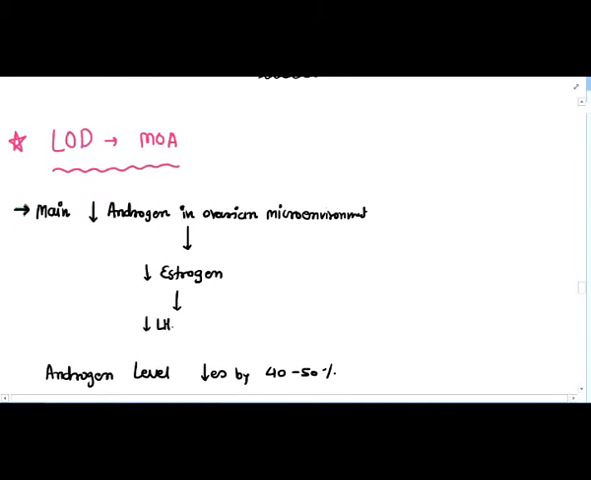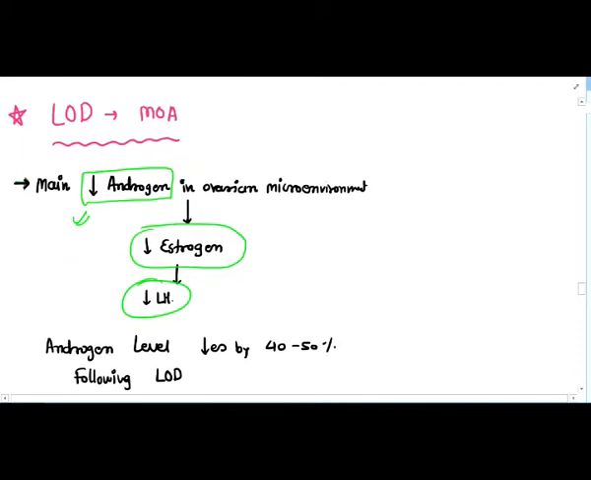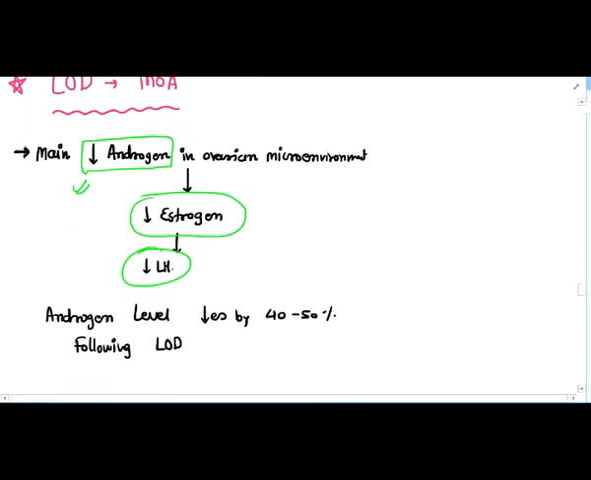Now what is the mechanism of LOD? By drilling the ovary, fluids containing androgens are released. So in the ovarian microenvironment, androgen will decrease, followed by a decrease in estrogen, followed by a decrease in LH and an increase in FSH. Following LOD, the androgen levels decrease by 40 to 50%.